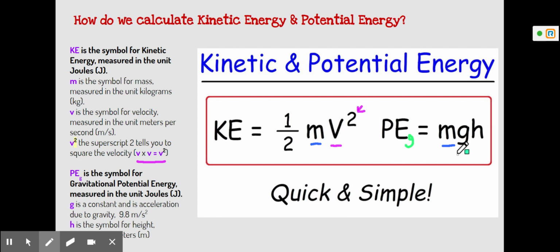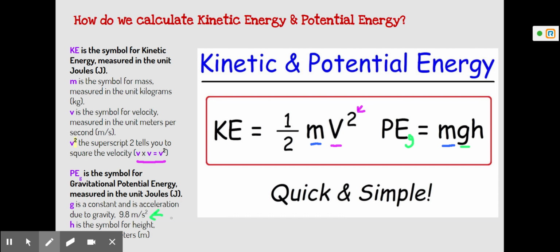M, we've already stated, is the mass. g is the acceleration due to gravity, and it's a constant. That means it's the same number every single time you calculate potential energy. You will plug in for g 9.8 meters per second squared. That number you will plug in for all of our problems for calculating potential energy.